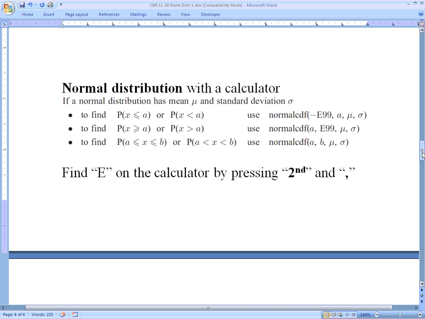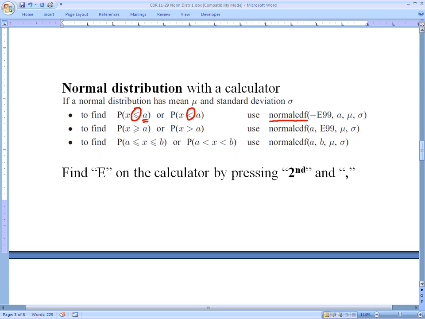Normal distribution with a calculator. If I'm trying to find the probability that x is less than a certain value, it doesn't matter whether they say less than or equal to or just less than. On our calculator, we go to normal CDF. You find that under the distribution menu on your calculator.